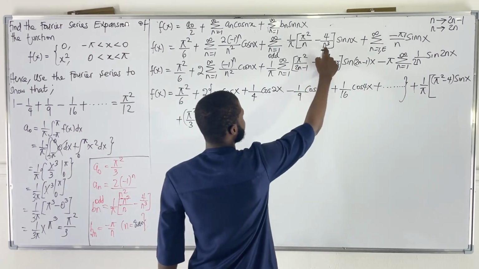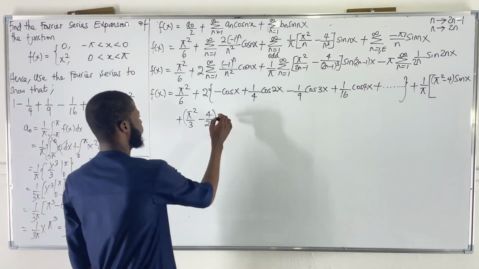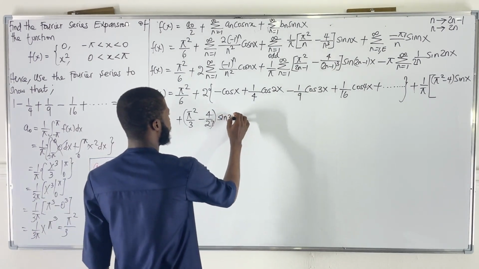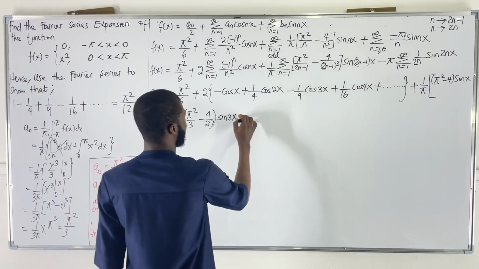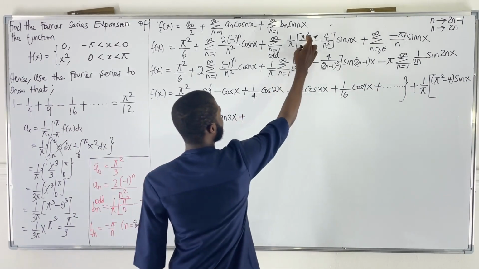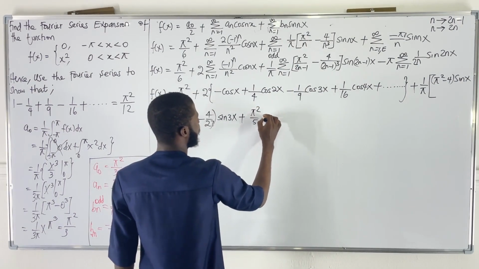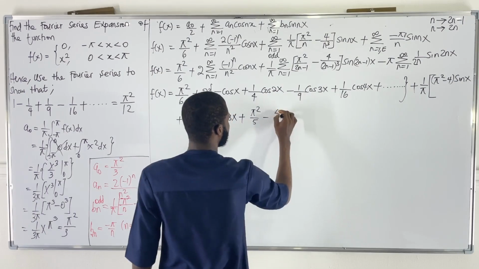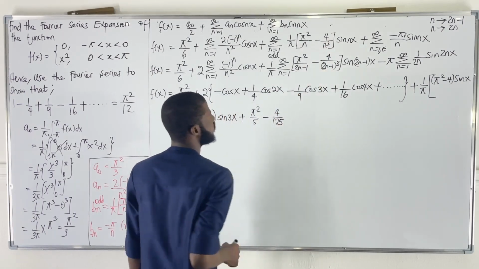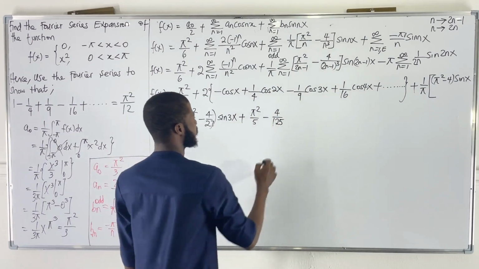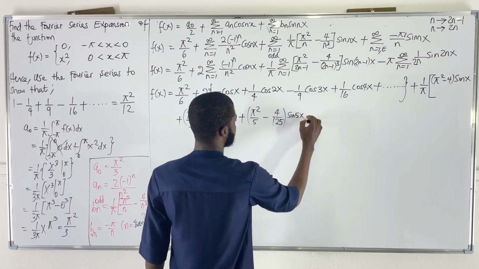Because if you say n is 3, 3 cubed is 27. So that's 4 over 27, and then sine 3x. I'm going to end at 5. So the next odd number is 5. So this will become pi squared over 5, minus 4 over 5 cubed, which is 125, and then sine 5x.